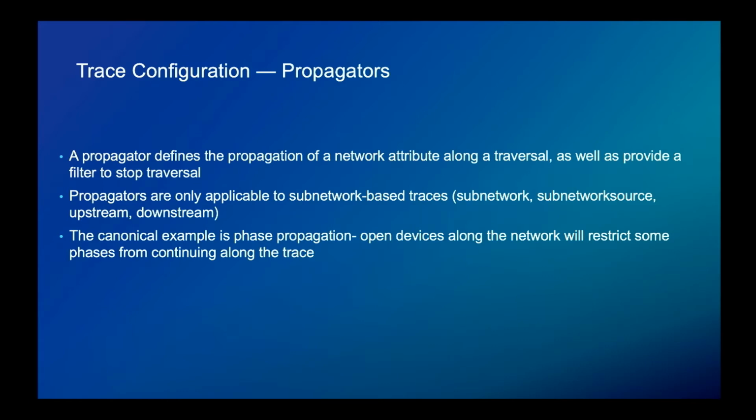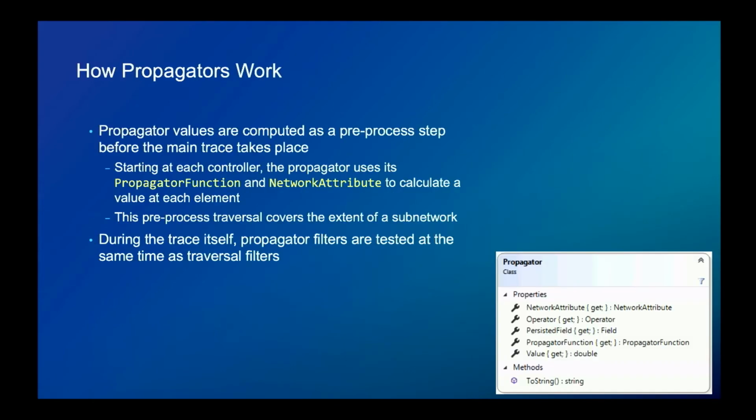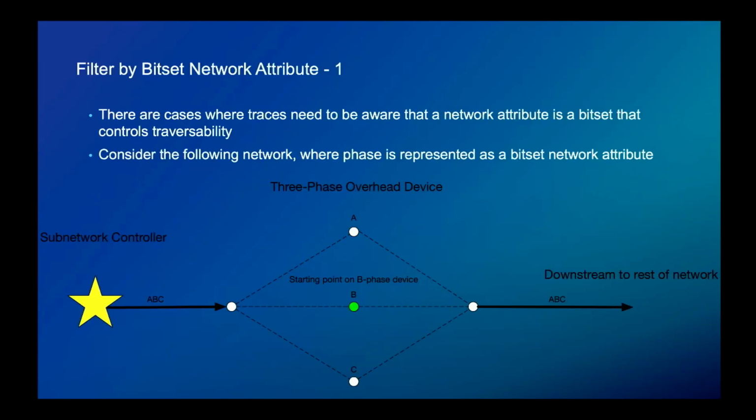Propagators are fun, and it's hard to talk about propagators without 20 minutes and a whiteboard, but I'll do my best. A propagator defines the propagation of a network attribute along a traversal and provides a filter to stop traversal. They only work with subnetwork-based traces, and traditionally we use them for things like phase propagation. So, I'm going to go back to this picture here. If you think about this, and you say, I want to do a downstream trace on B, and let's say this three-phase device is a switch, and the B device is open.